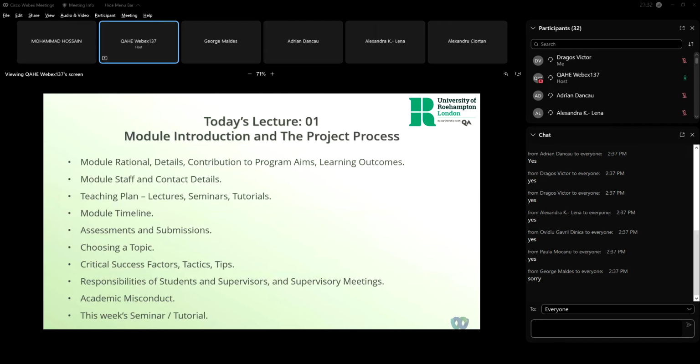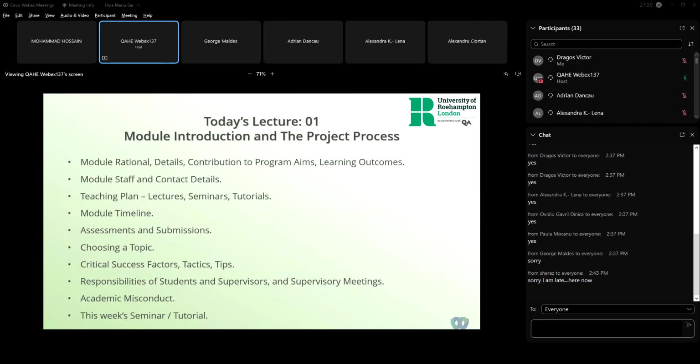Then we will have a couple of slides on critical success factors: how you should approach your project, what you should do, when you should do it, how you should do it, and who you should allow to interfere with your efforts on your dissertation. Then we will look at the responsibilities of students and supervisors, what you should expect during supervisory meetings, and what you should not ask for or expect during supervisory meetings.